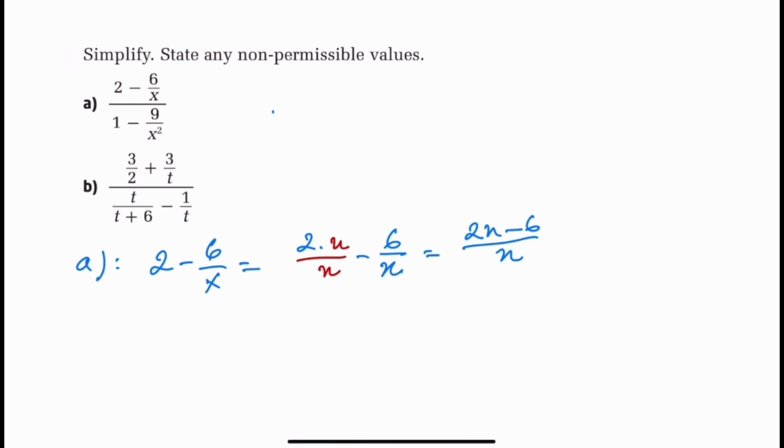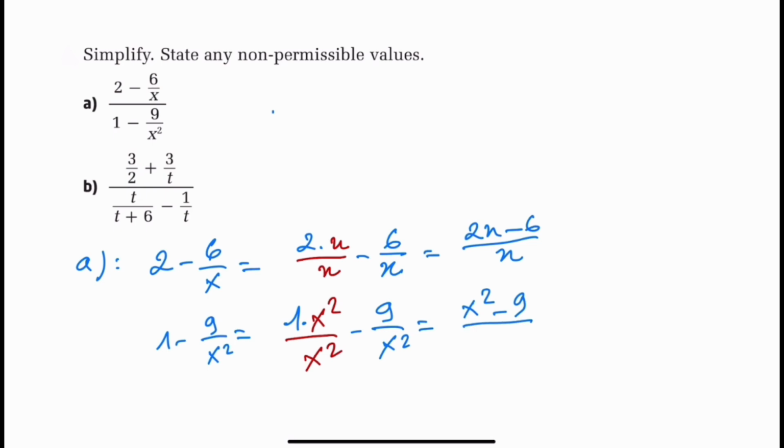Let's now work with the other part of the fraction. So 1 minus 9 over x squared is equal to 1 times x squared divided by x squared minus 9 divided by x squared. So my common denominator is x squared, so that's why I'm multiplying by x squared. So this is equal to x squared minus 9 divided by x squared.